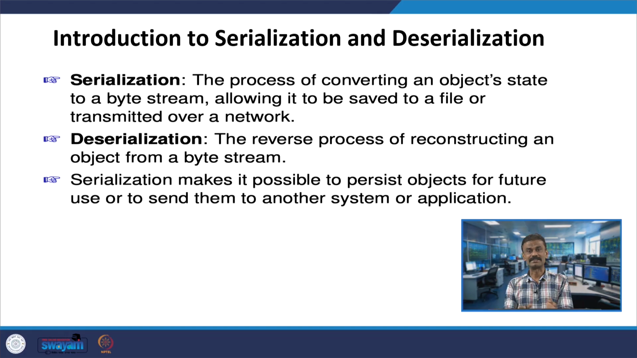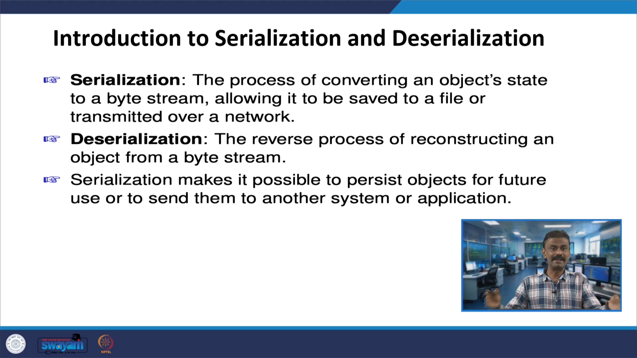So, when the object state is converted into a byte stream, you call that serialization. That means I am saving this object state as a file, or putting it in any database, or in memory, or transmitting it over a network. This is called serialization. When you do the other way around, the reconstruction from a byte stream to the object, you call it deserialization.